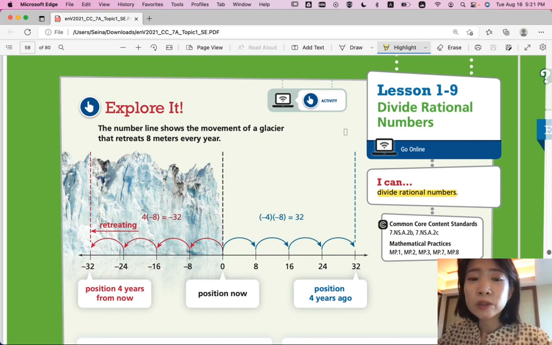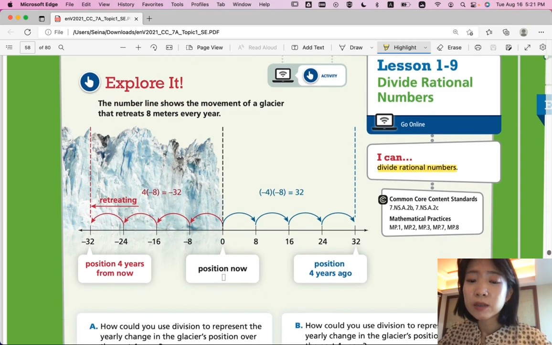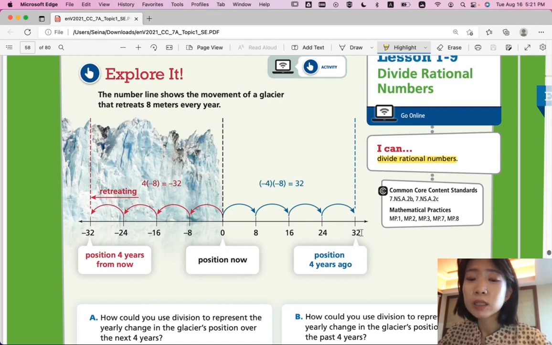The number line shows the movement of a glacier that retreats 8 meters every year. What does it mean to retreat? It means you're backing off. So the glacier is backing off 8 meters every year. As an integer, the negative integers will represent the retreating part. The position now is represented as 0 on the number line, and the position 4 years ago used to be 32 meters on the positive side of the number line.